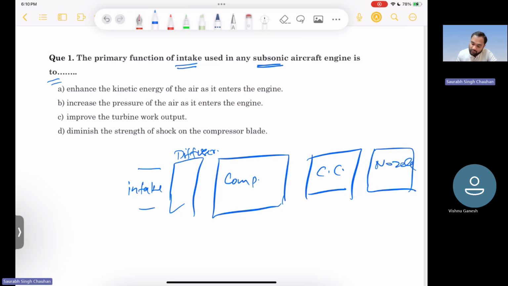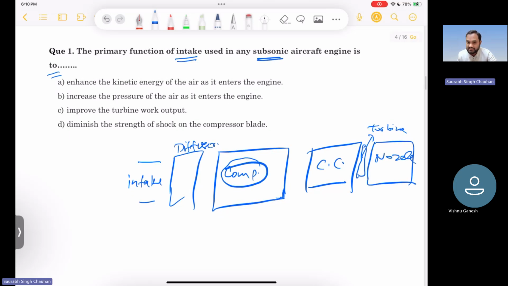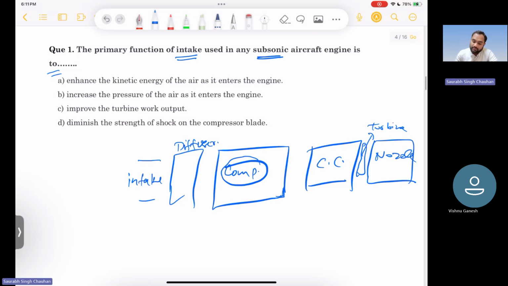Before the nozzle, you can have a turbine. Why a turbine? Because you want to rotate the compressor shaft. For the compressor, you need some work input, and that work input will come from the turbine work output. So you also have a turbine. Anyway, it is asking about the primary function of the intake. Here, intake basically means this diffuser part. This is at the intake.